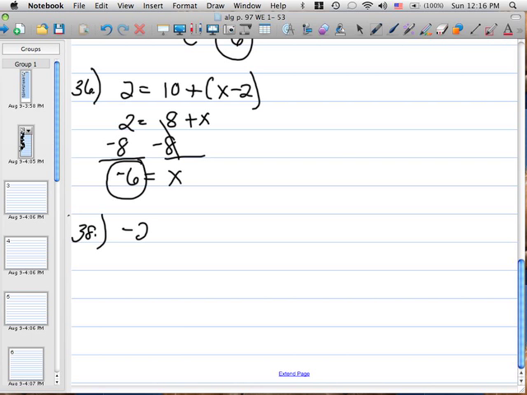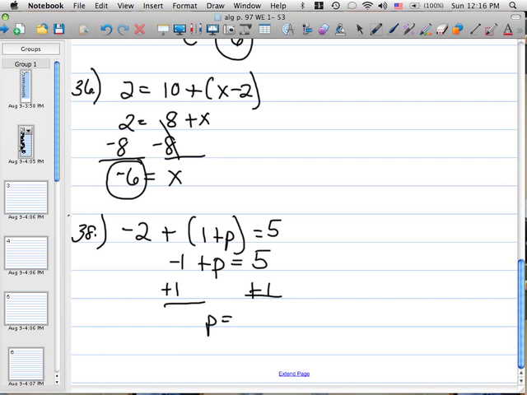Number 38, we have negative 2 plus the quantity 1 plus p equals 5. Again, simplify the left side first, and negative 2 and 1 make negative 1 plus p. Only after you simplify the left and the right can you start transforming. I want to get rid of the negative 1, so I'm going to add 1. So p equals 6.